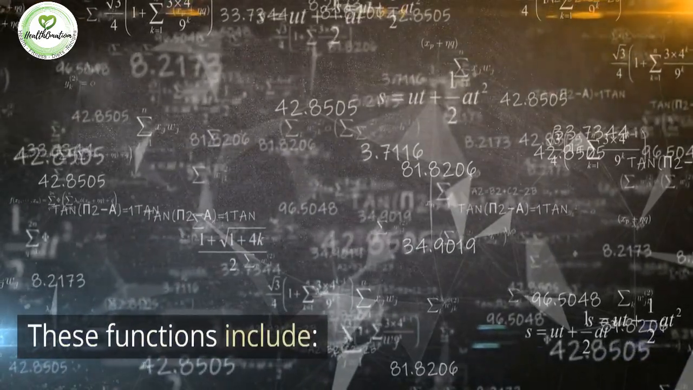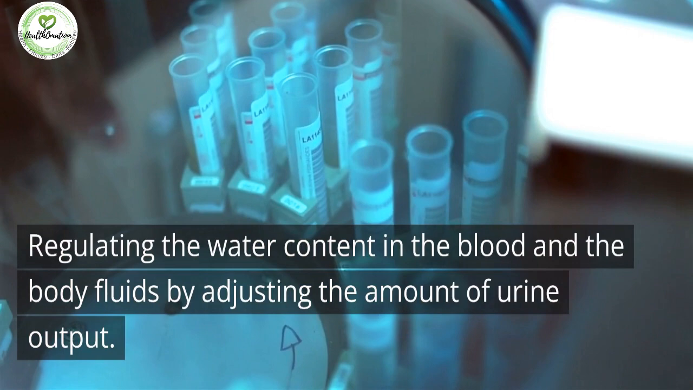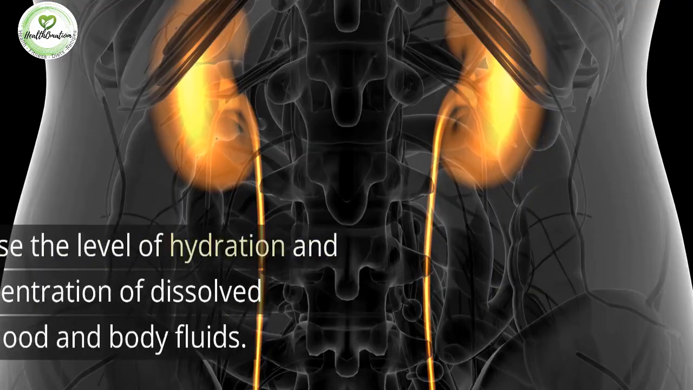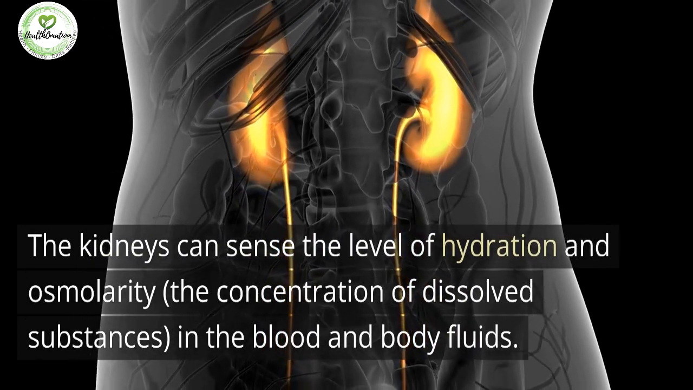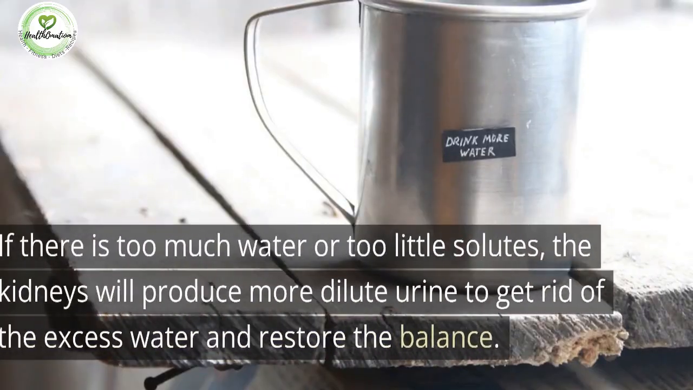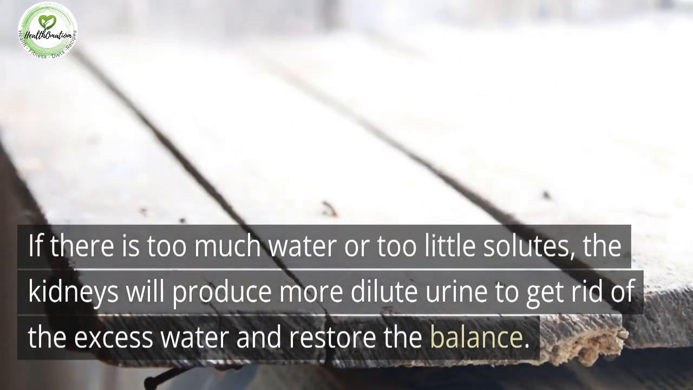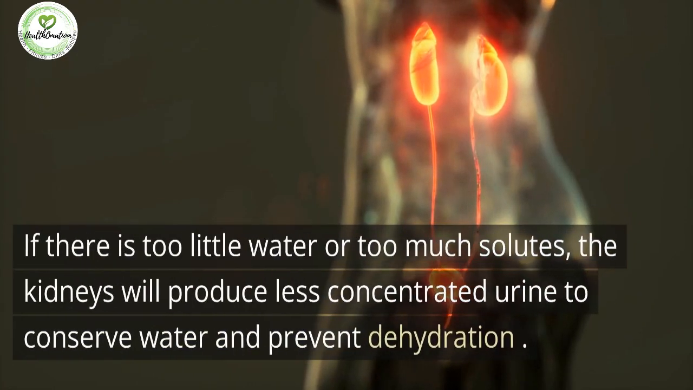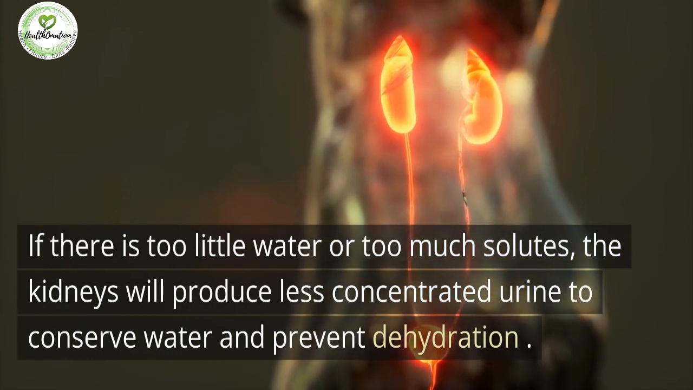These functions include regulating the water content in the blood and the body fluids by adjusting the amount of urine output. The kidneys can sense the level of hydration and osmolarity, the concentration of dissolved substances, in the blood and body fluids. If there is too much water or too few solutes, the kidneys will produce more dilute urine to get rid of the excess water and restore the balance. If there is too little water or too many solutes, the kidneys will produce less, more concentrated urine to conserve water and prevent dehydration.